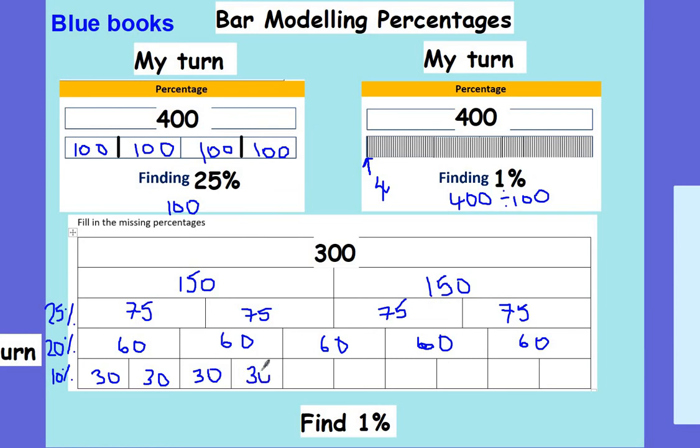Alicia, what's 1% of 300 therefore going to be? If 300 is 100%, what's 1% going to be? Cool, 1% is going to be 3, dividing by 100.